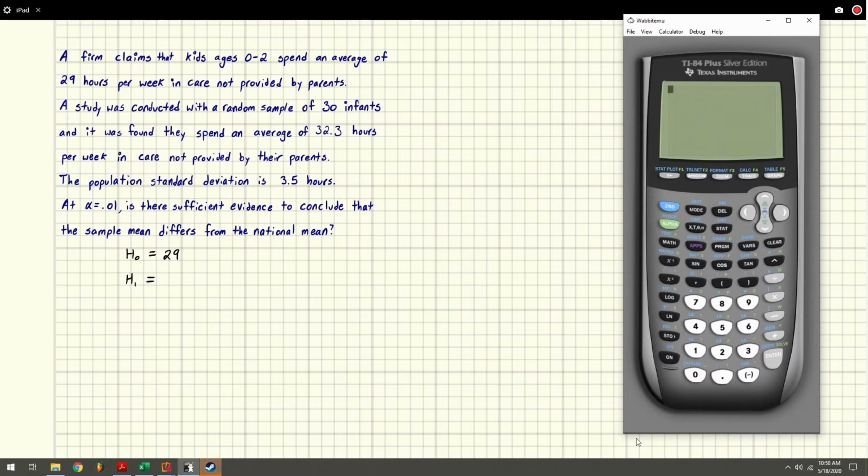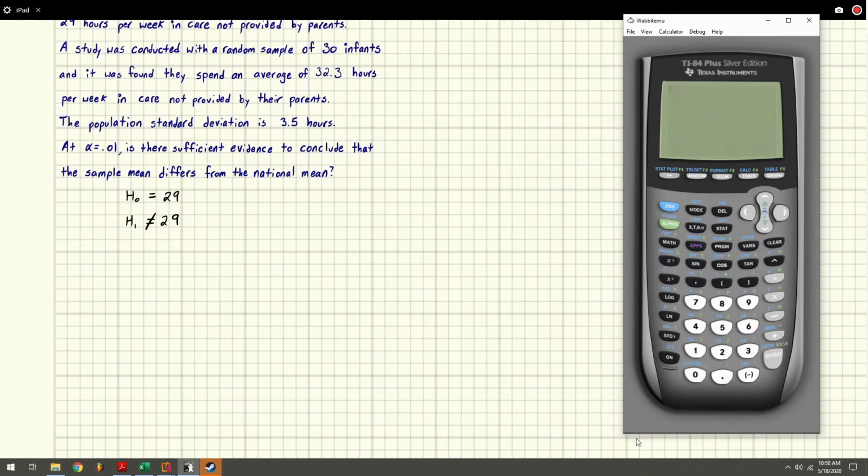So you can always just write H naught, and naught is another way of saying 0. I know some of you haven't heard it that way before, but that's the way I'm really used to saying it. So we have H naught equal to 29, always gets the equals sign. And then the alternative is the opposite of this. So this one's going to be not equal to 29.